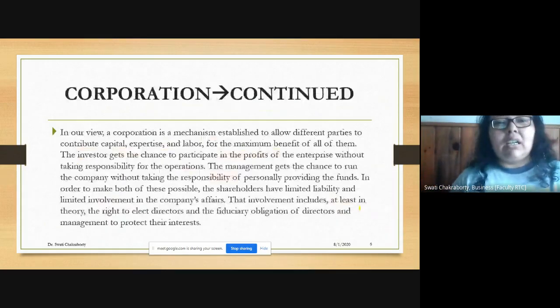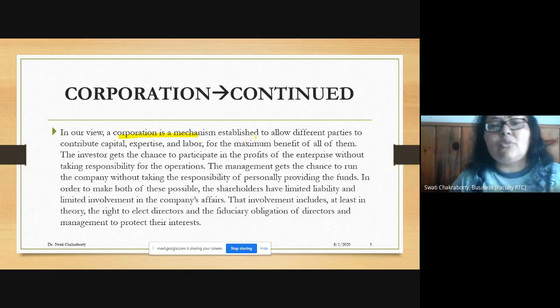In other words, it's a mechanism whereby capital is accumulated, and who provides the capital? It's provided by the shareholders, but it's not only capital, but also expertise and labor. All these things are provided by different people. Why do they provide them? Because it gives them maximum benefit.